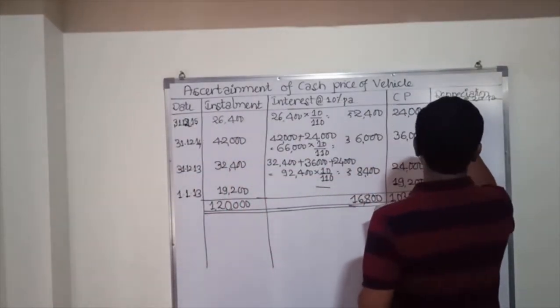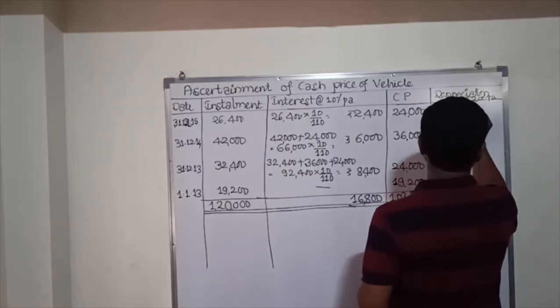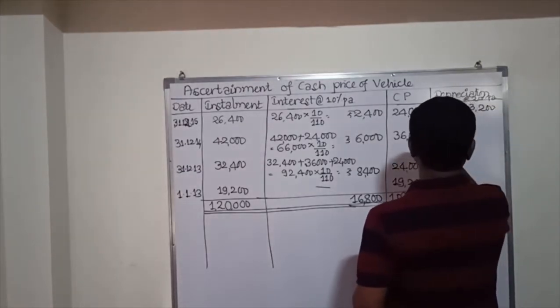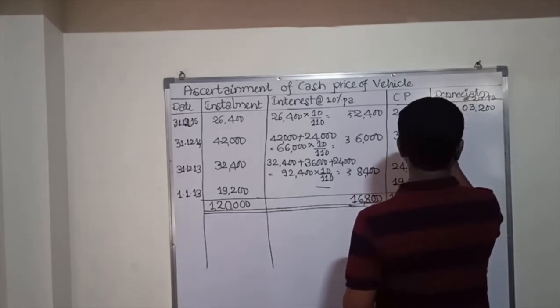So now let's calculate the depreciation here. On 1,03,200, when you allow first year depreciation, the rate of depreciation is 20%.